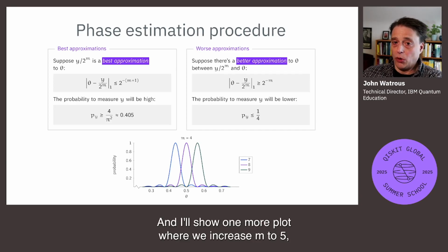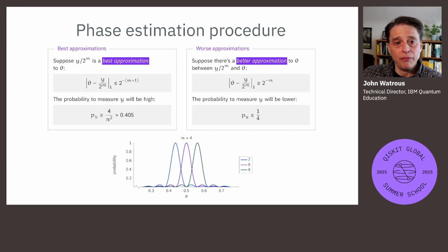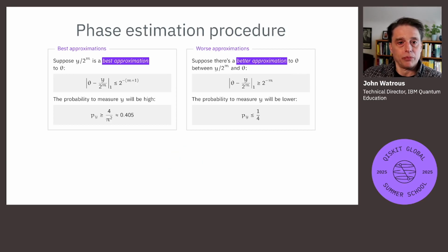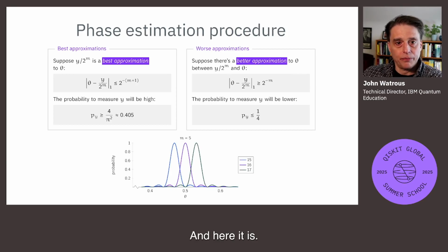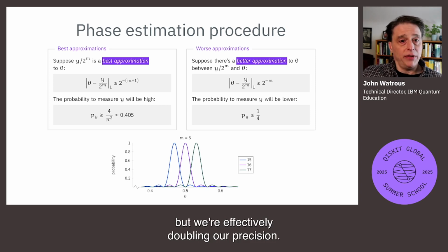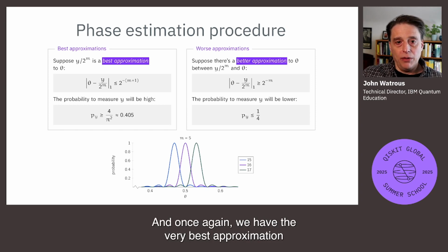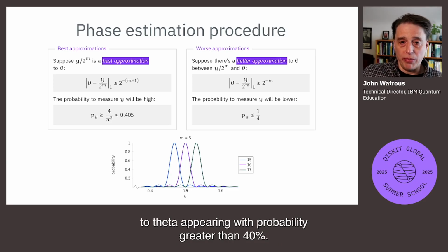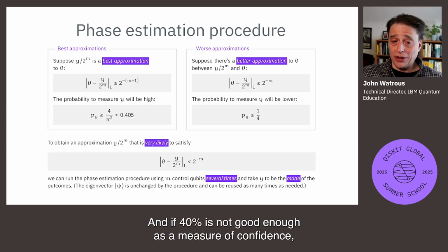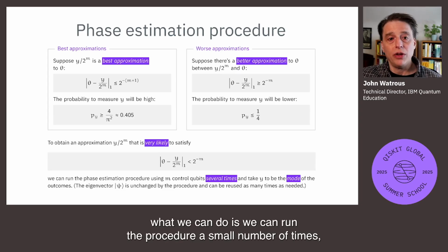And I'll show one more plot where we increase m to 5. And again, we're going to be zooming in by a factor of 2. And here it is. The curves look pretty much identical again, but we're effectively doubling our precision. And once again, we have the very best approximation to theta appearing with probability greater than 40%. So that's pretty amazing.